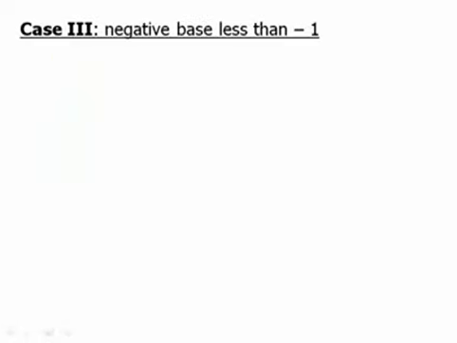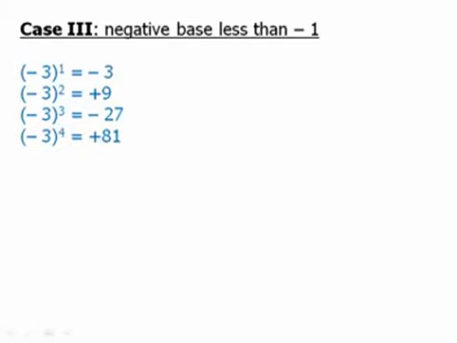Now, even more interesting, let's talk about a negative base less than -1. This is a number that is negative and has an absolute value more than 1. So for example, let's just take -3. -3 to the 1 is -3. -3 squared is +9. -3 cubed is -27. -3 to the 4th is +81. -3 to the 5th, we talked about this a little in the last video, 3 to the 5th is 243, so -3 to the 5th is -243, and -3 to the 6th is +729.